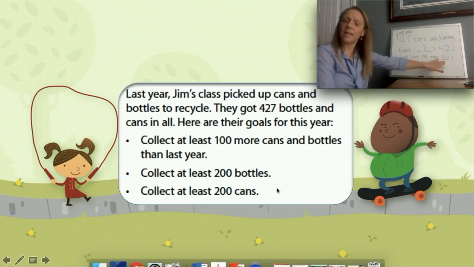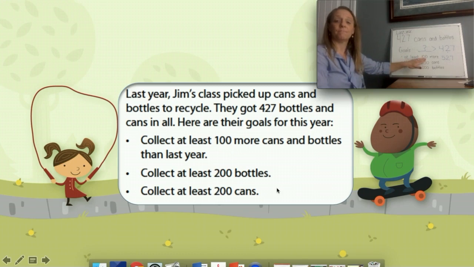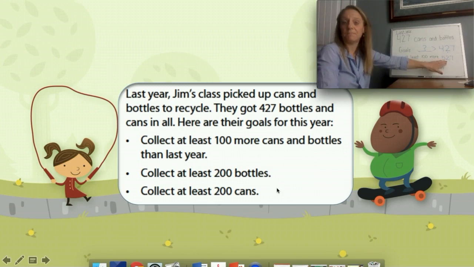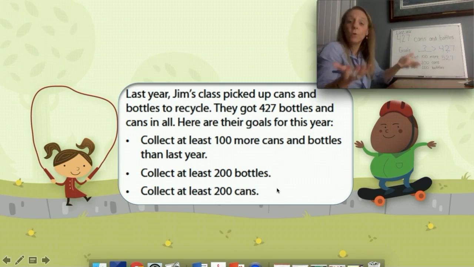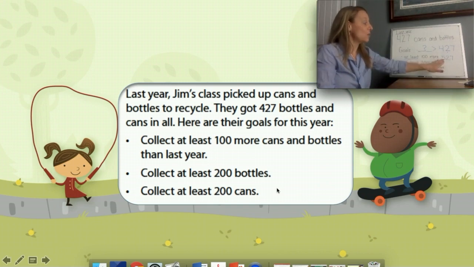Are we allowed to collect more than 527, if it says at least 100 more? That's right. They could. You could come up with a combination that is 527 exactly. You could come up with a combination that's 528. What are some other numbers you could come up with? And I wish I could hear you. I hope you said a number out loud that is greater than or equal to 527.